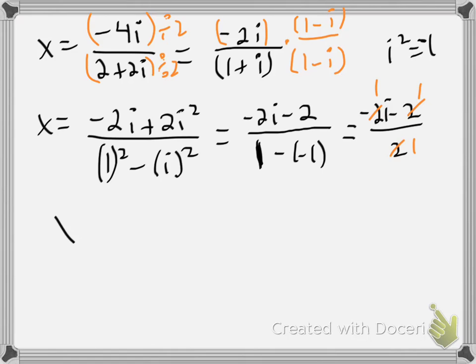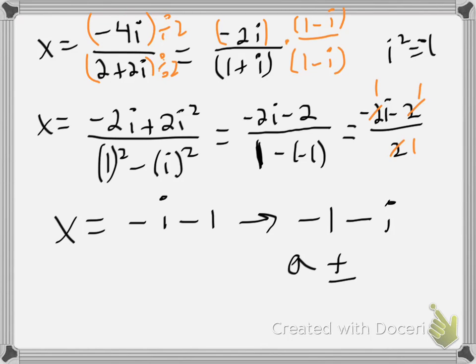And my final answer is x equals negative i minus 1, which isn't in standard form, so usually it's negative 1 minus i, because you want it as a plus or minus bi. And there's your final answer. And we are done correcting Unit 8.